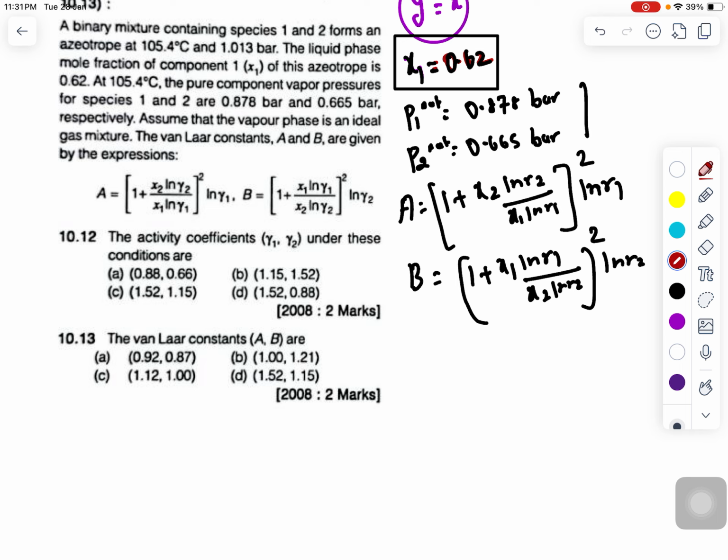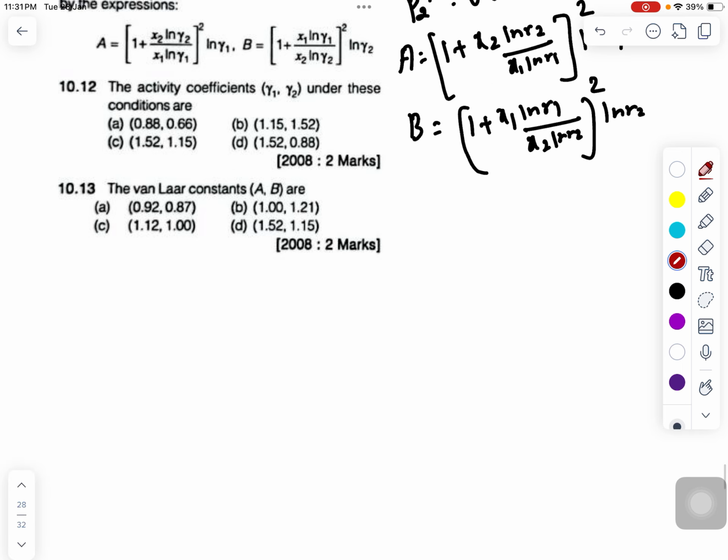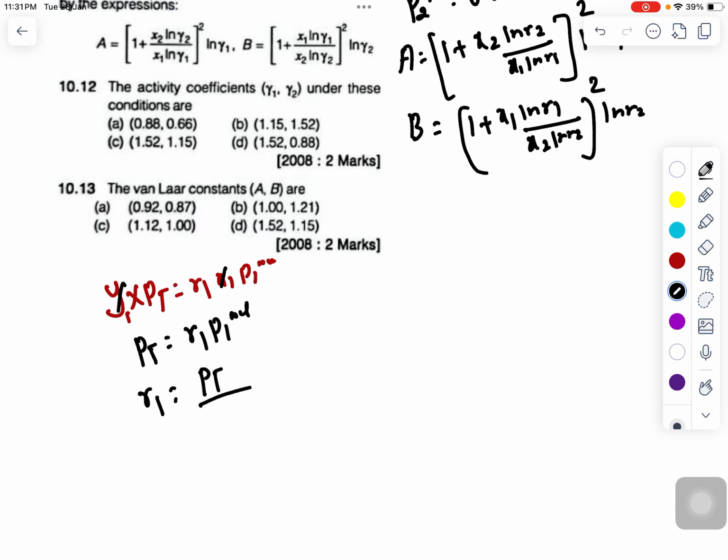Okay, great. So when we talk about the activity coefficient under this condition, I can write y1 times Pt equals gamma 1 x1 P1 sat. If it is an azeotrope, y1 and x1 will get cancelled out. So the total pressure Pt equals gamma 1 times P1 sat. So what is gamma 1? That equals Pt divided by P1 sat.